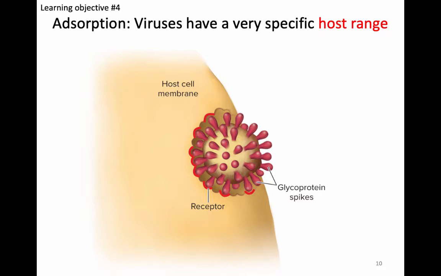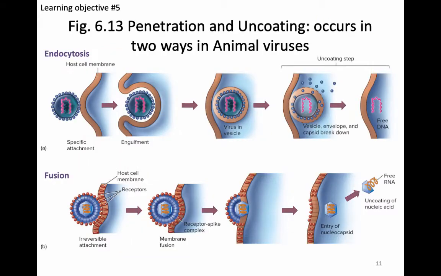In this step, the virus comes into contact with its host cell, and the contact is made because the viral spikes are going to connect with a receptor on the surface of the host cell, which enables the virus to adhere or stick to the surface of the host cell. The spike-receptor interaction is very specific, and for this reason, viruses can only infect certain types of host cells.